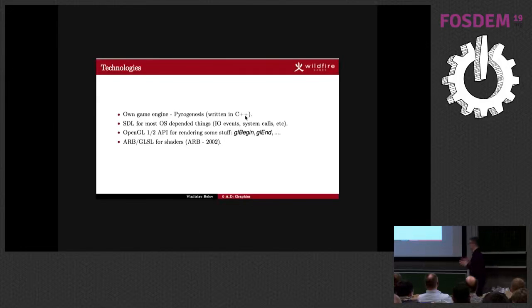Let's talk about graphics in our game. We don't use any ready-made engine. We use our own engine that is pretty old, but we try to improve it each year, each release. It's called Pyrogenesis. It's fully written in C++ with small C pieces, but that's really rare. And for rendering it's OpenGL.